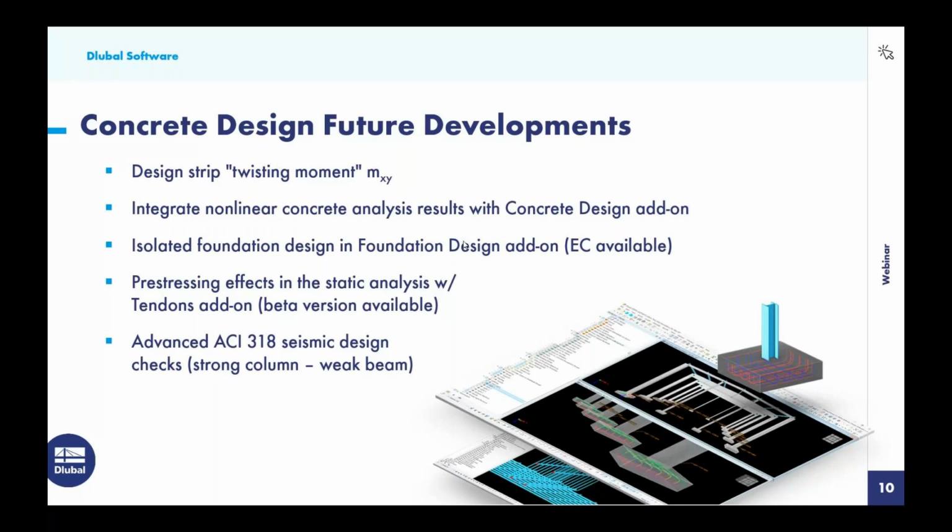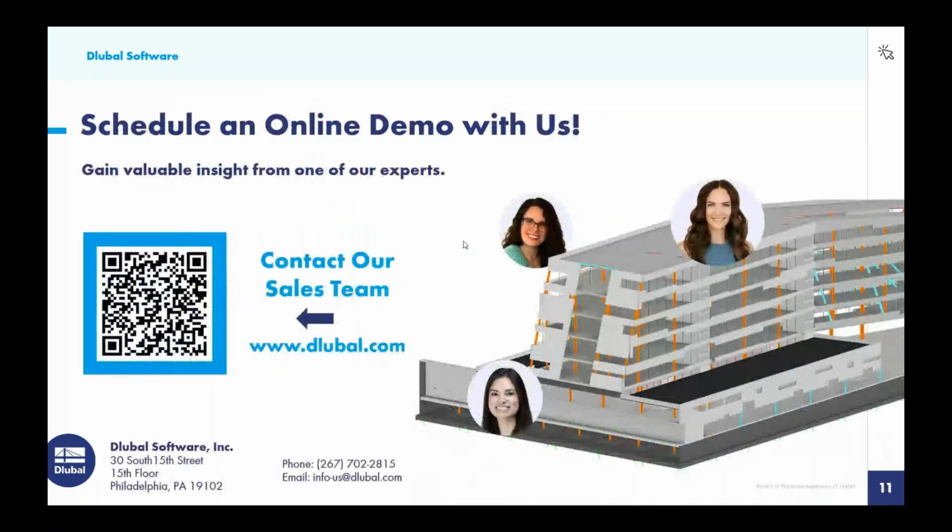You also can consider the pre-stressing effects in the static analysis with the tendons add-on. This is a beta version, so if you're interested in testing that out, again, not linked to concrete design quite yet, certainly do so. And also advanced ACI 318 seismic design checks. So we're talking about strong column, weak beam. We do give some seismic design checks now for detailing, but this will certainly dive into more of those strength checks for seismic.